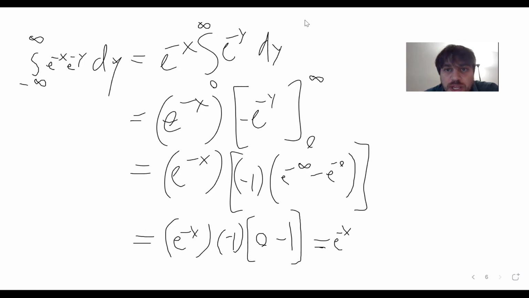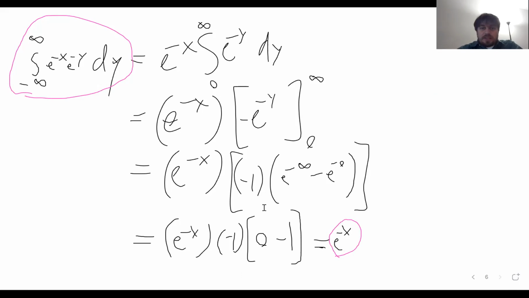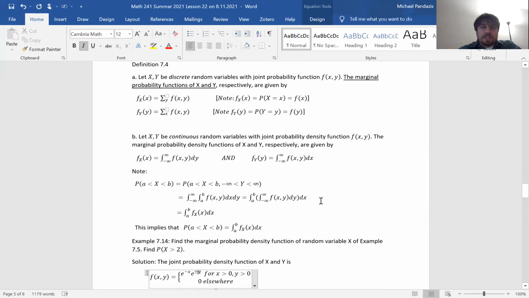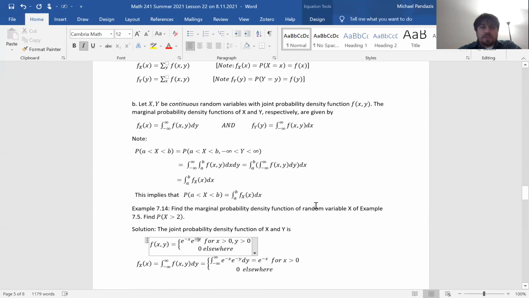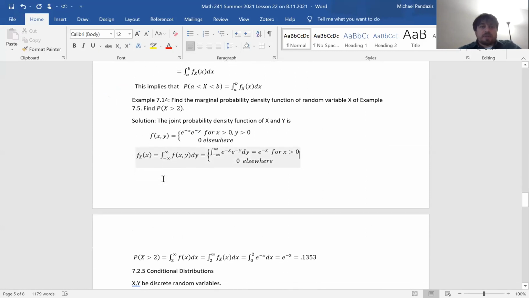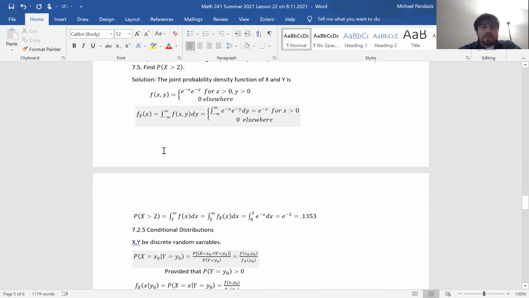Okay, so that's showing you how, when you get this integral from negative infinity to infinity, that's equal to e to negative x. And so that's what I did in Word. So that thing is equal to e to negative x, and that's for x positive, because of how our PDF was defined right here for x positive. Okay, that's the marginal probability density function of x.